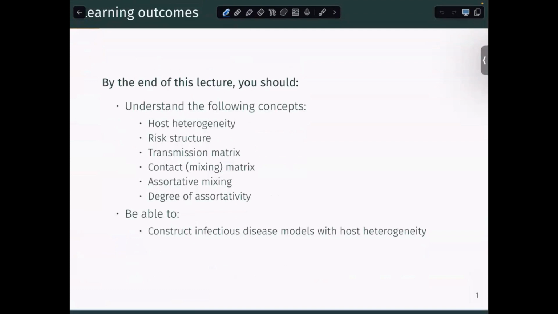We'll be characterizing a transmission matrix and a contact mixing matrix to help us to distinguish between high and low risk groups. And then we'll talk about ideas of assortativity. So this tells you about individuals who are more likely to interact or have contact with similar individuals.